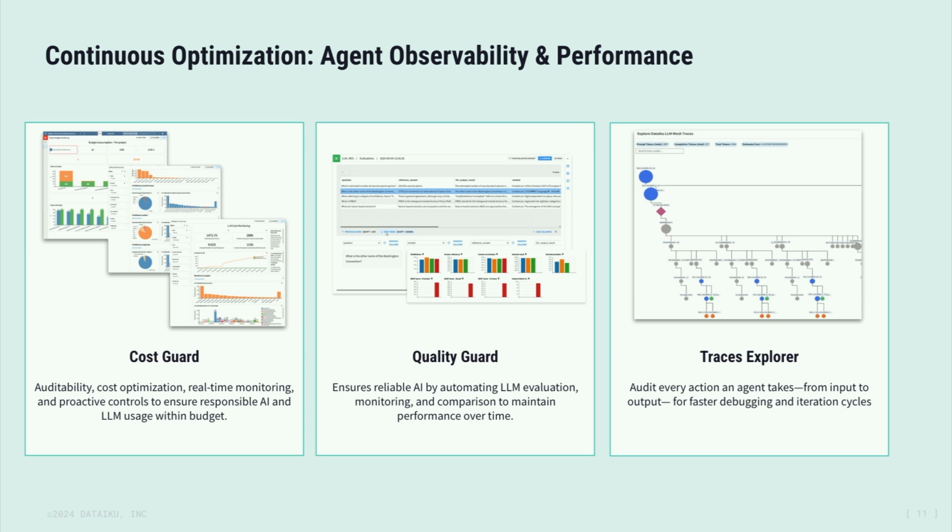Around continuous optimization, we provide out-of-the-box capabilities to monitor the cost of your agents and of your LLMs, such that you're able to understand historically how much they have cost per project, per user. We also allow out-of-the-box capabilities to monitor the quality and the quantitative aspects of the performance of your agents over time, so you can see if the performance is going up or down. And then a traces explorer, so there's no black box around how an agent comes to a particular result. You'll be able to see and dig into exactly how an agent came to a specific response or conclusion.